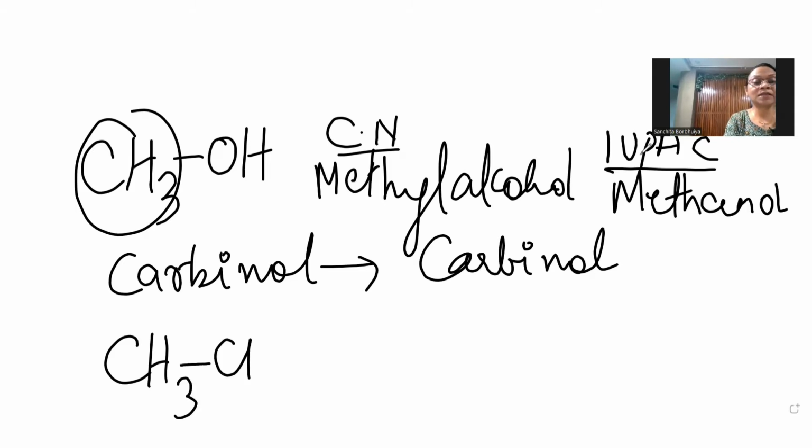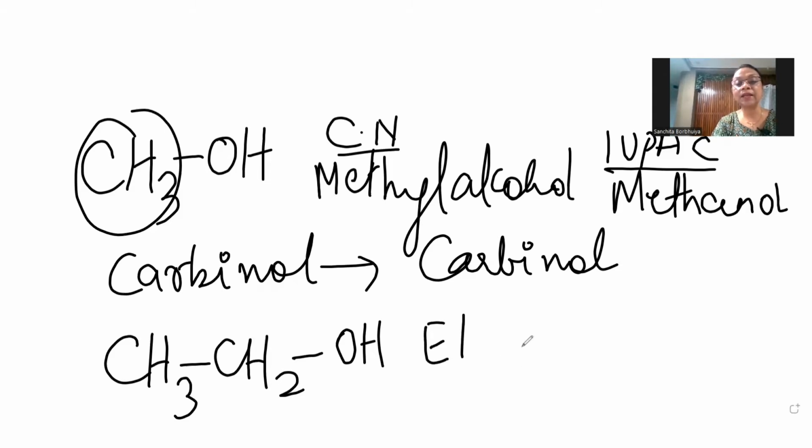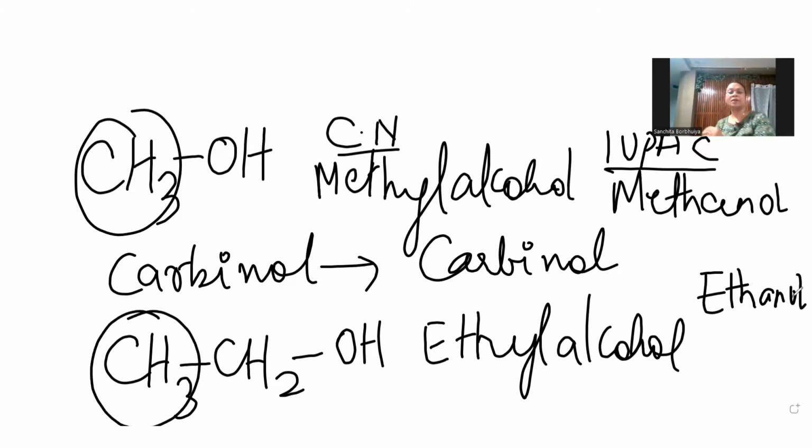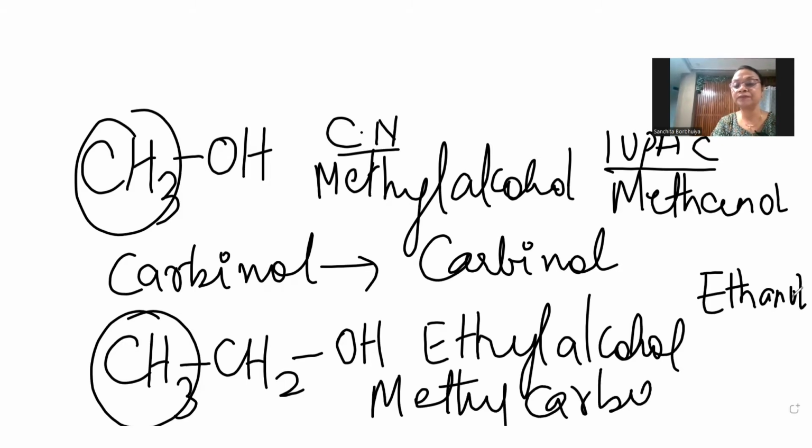another alcohol, the next homologue. The common name is ethyl alcohol. IUPAC name, yes, it is ethanol. And in the carbinol system, guess what it is called? The carbinol system defines a carbon with an OH as a carbinol. So I have an extra methyl group here. So in the carbinol system, this would be called methyl carbinol. Yes, I hope it is clear.